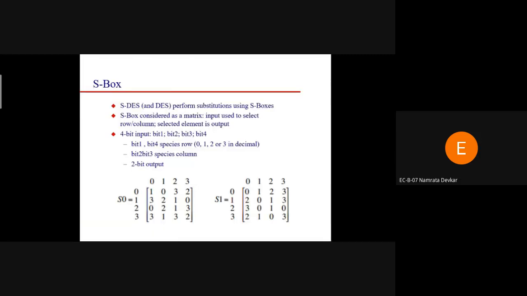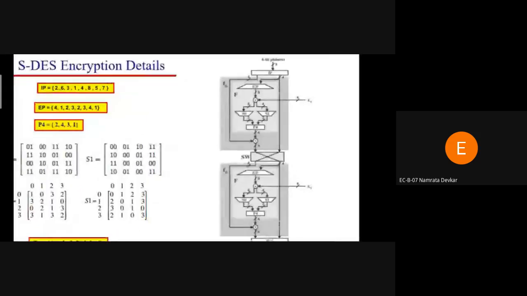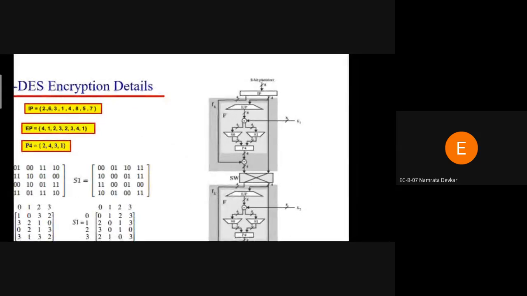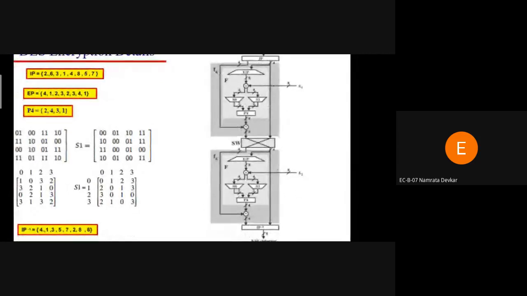Based on this output, we have to swap the bits. The left hand side bit goes to the right hand side and the right hand side bit goes to the left side. So this is our first step in the SDES algorithm, up to the swapping. Once we swap, half of the algorithm is completed.